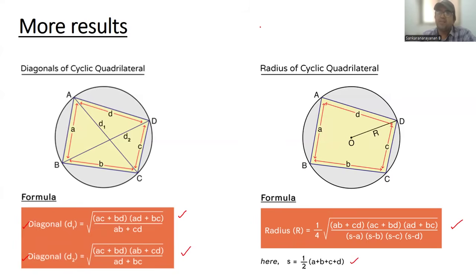For a triangle, if you remember, the area of the triangle is equal to ABC divided by 4R, where R was the radius of the circumcircle, right? The circumradius we talked about. Something similar holds for a cyclic quadrilateral: this radius R is calculated using the formula that I have presented here. So you can learn it by heart and use it for solving problems. Okay, so with this, I am concluding this video module.